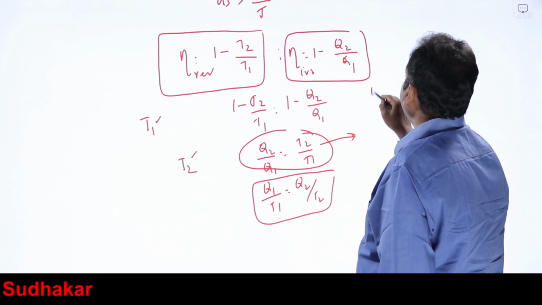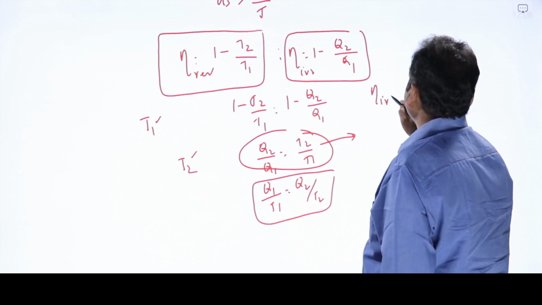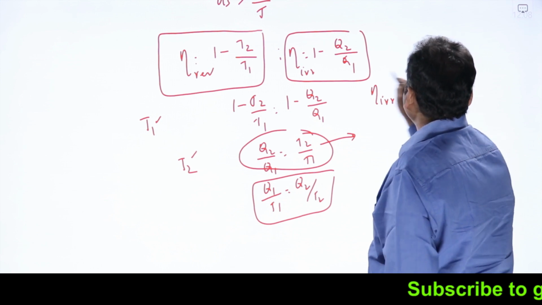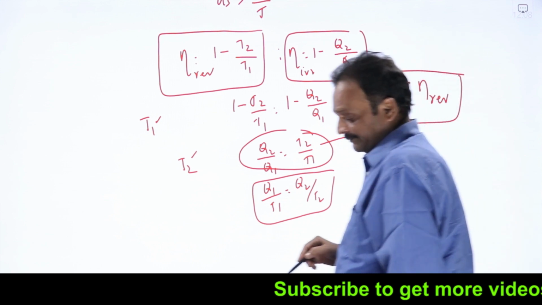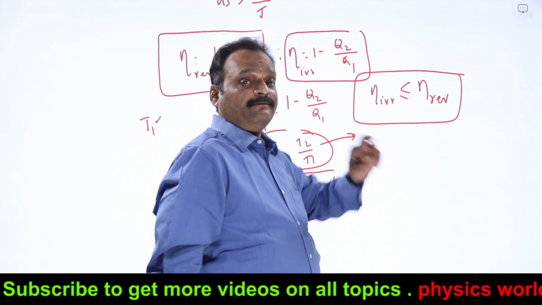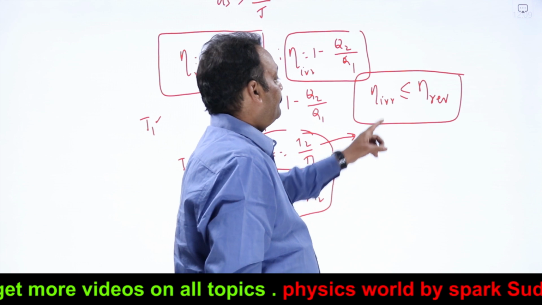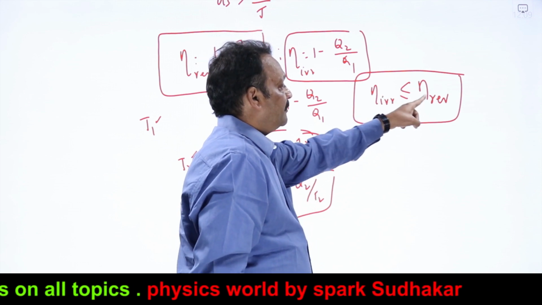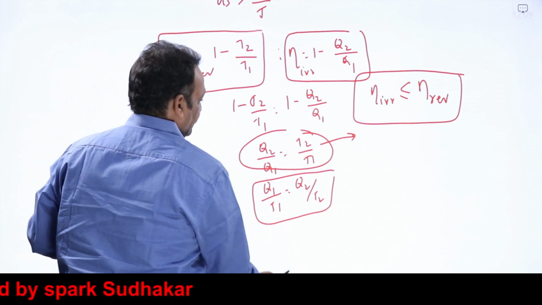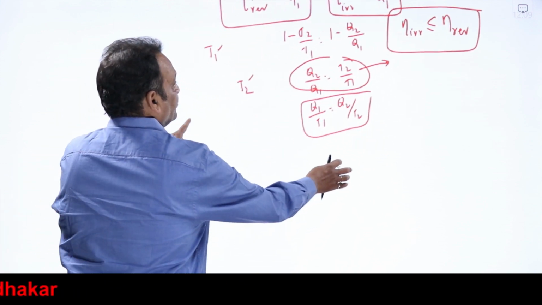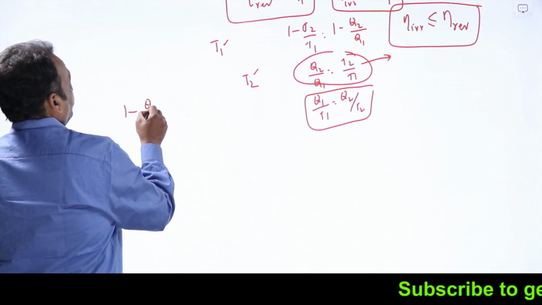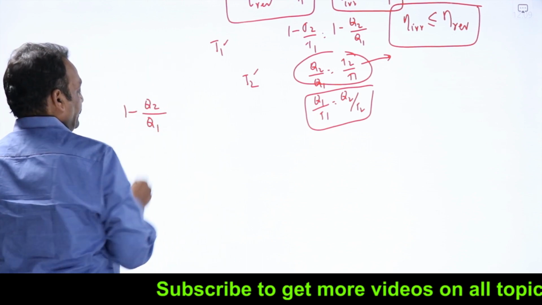That is, an irreversible engine being no more efficient means its efficiency is less than or equal to eta reversible. This is the statement of Carnot's theorem: no irreversible engine can be more efficient than a reversible engine working between the same temperature limits. That is, eta irreversible is less than or equal to eta reversible. Now, what is eta irreversible in general? Eta irreversible in general is 1 minus Q2 by Q1, which is in general the efficiency of any engine.